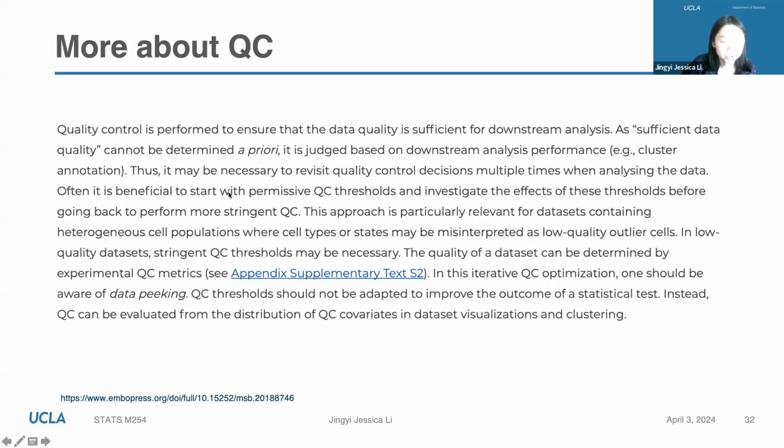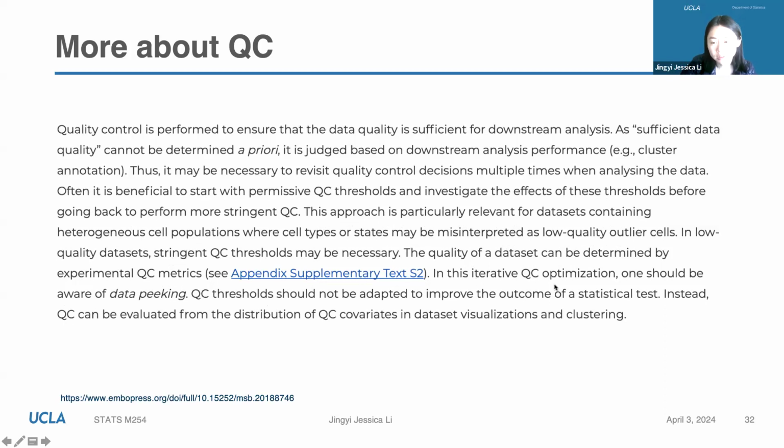Often, it is beneficial to start with permissive QC thresholds and investigate effects of these thresholds before going back to perform more stringent QC. This approach is particularly relevant for data sets containing heterogeneous cell populations where cell types or states may be misinterpreted as low-quality outlier cells. In low-quality data sets, stringent QC thresholds may be necessary. So you need to have an idea about the quality of your data. And the quality of a data set may be determined by experimental QC metrics. And it has the table there.